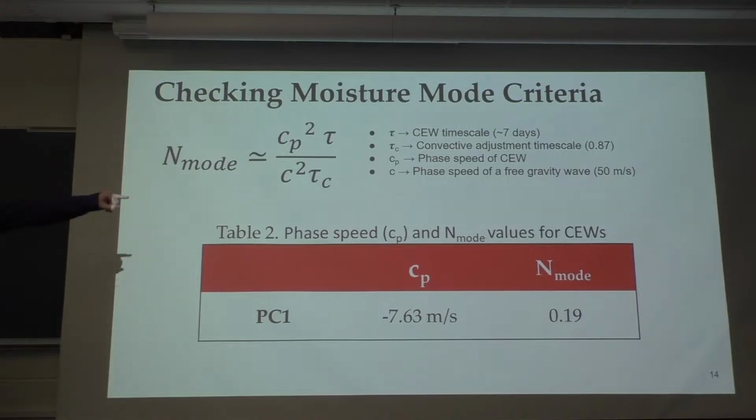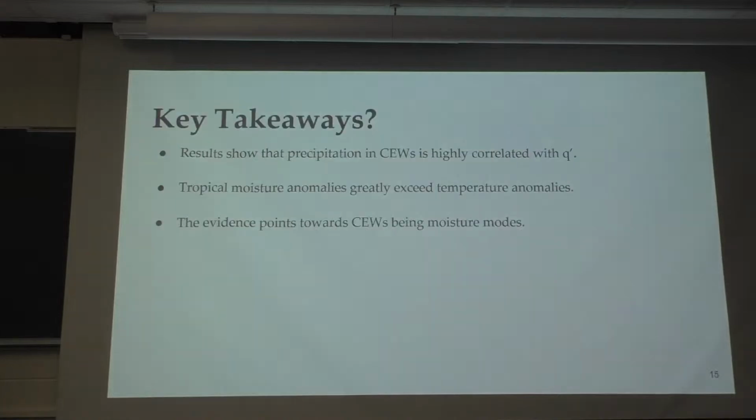From this equation, we've got a calculation for our Caribbean easterly wave of an N-mode of 0.19. That is just below the moisture mode threshold. In order to be a moisture mode, you have to be below 0.2. So, evidence would suggest that Caribbean easterly waves are moisture modes.